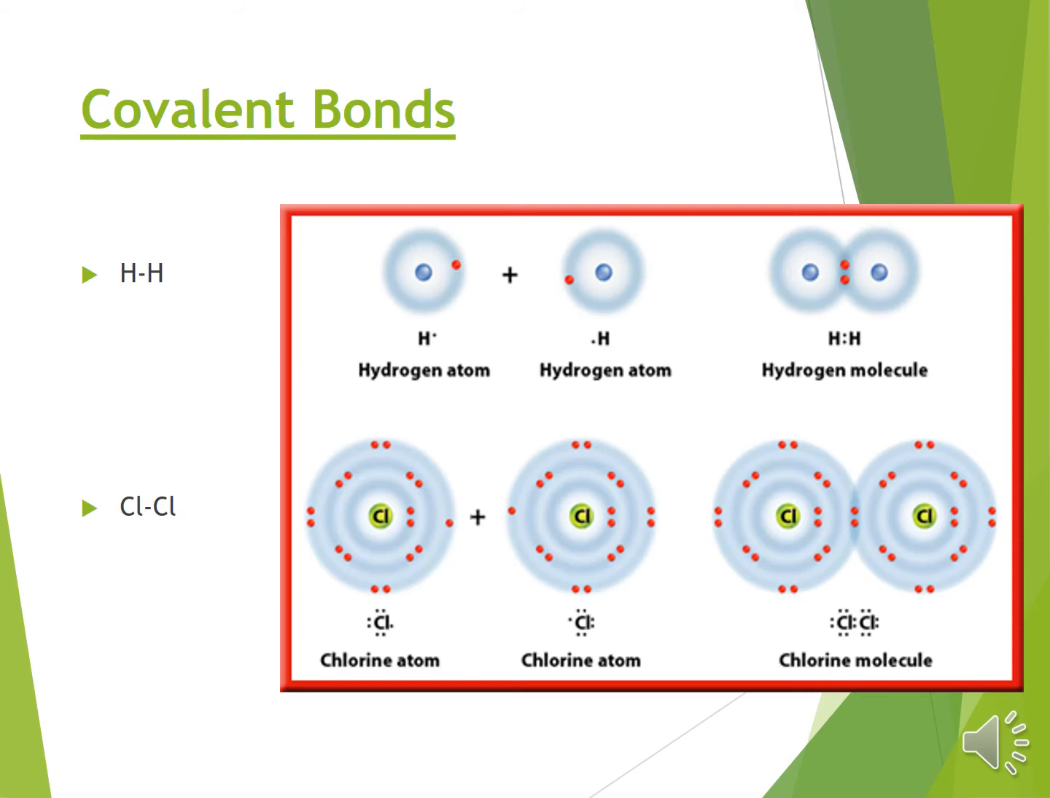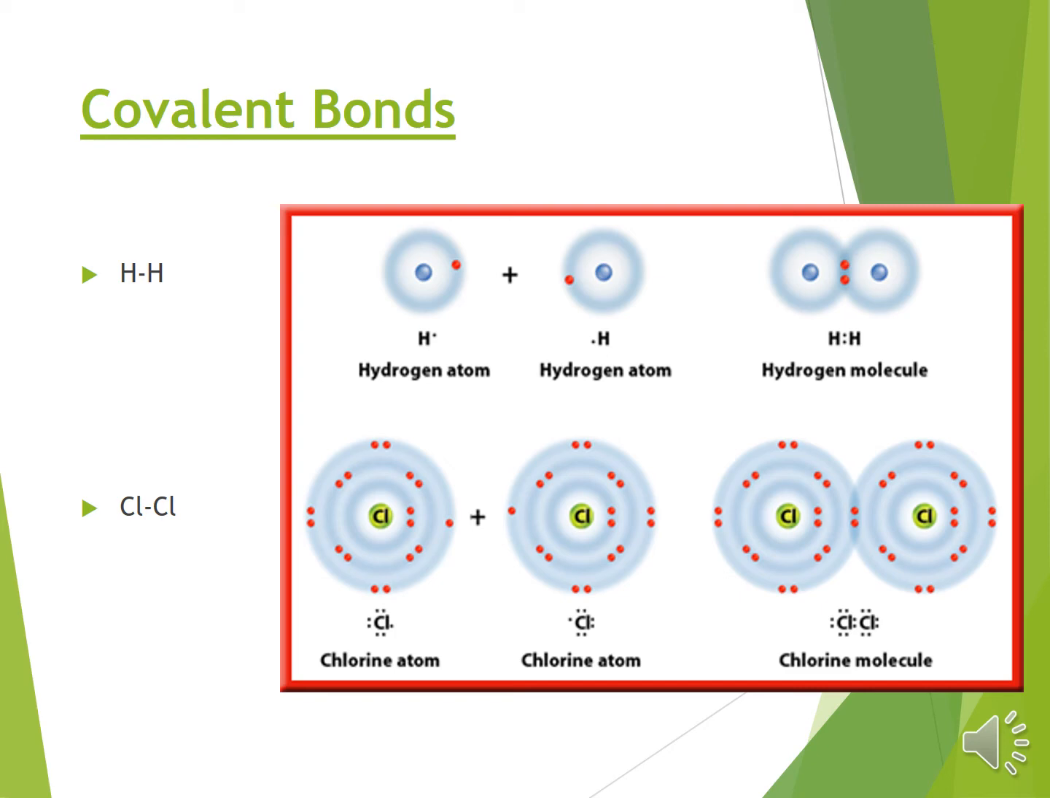Here we will see the example of hydrogen. The atomic number of hydrogen is 1. It contains 1 electron in the outer orbit. Another hydrogen also contains 1 electron in the outer orbit. As it has only 1 electron, it is not willing to lose that electron, and nobody is going to give it an electron. So what will they do? They will share 1 electron with each other. So they form a single covalent bond, represented by a line.